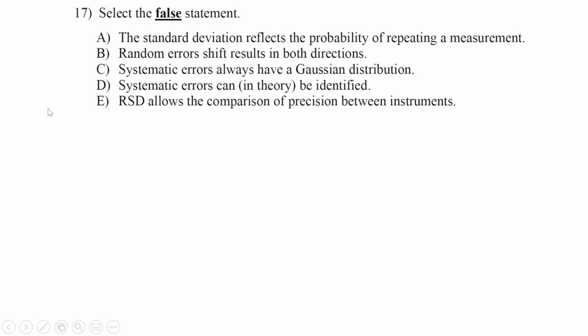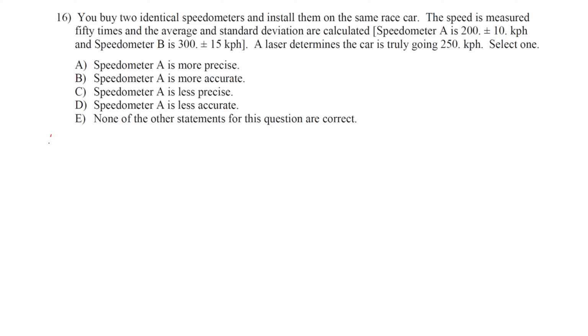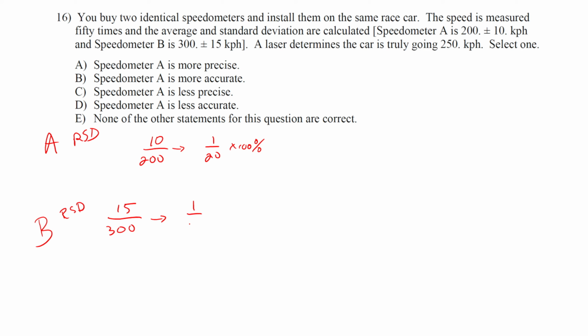So let's do the math. Okay, so let's do RSD first. Let's look at precision. So for A, I have 10 over 200, right? So that'll go to 1 over 20 times, of course, 100%. And then this one I have 15 over 300, which goes to 1 over 20. So we can see here quite clearly that they have the exact same precision. Okay, let's do percent error.